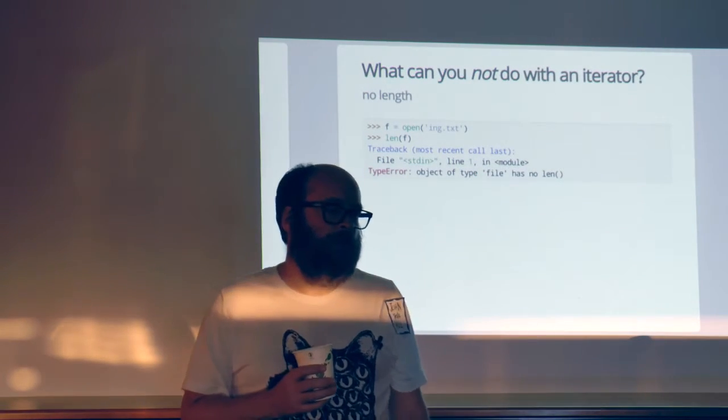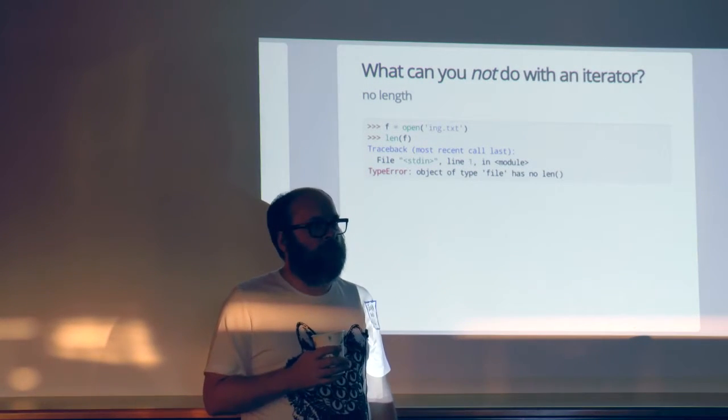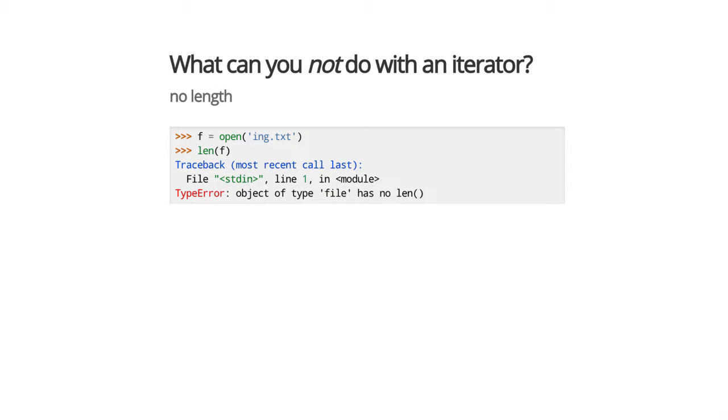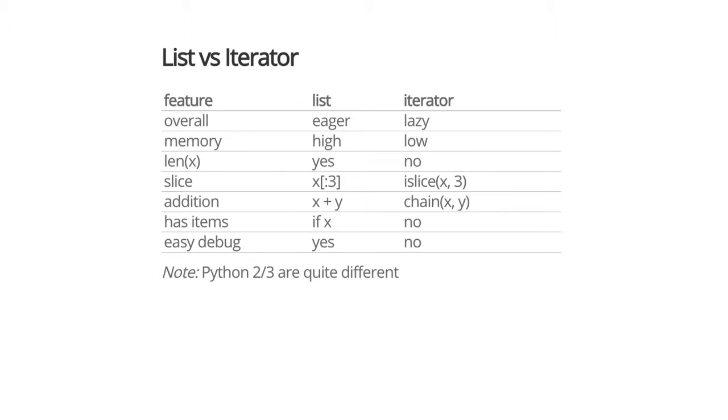What else can you not do with an iterator? Since an iterator is basically a single item and then you can get the next one, there's no length. How can you tell how long this file is? You can do the length of the file handle itself, and that says object of type file has no length. You never actually do this in a real program, so it's not a big deal, but if you're processing a million items and you want to see how far along you are, it'd be nice to tell how long the iterator was, but you can't do it, so tough. So this is basically the summary of lists versus iterators.